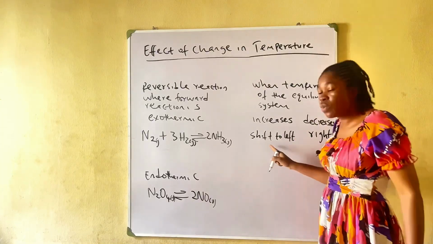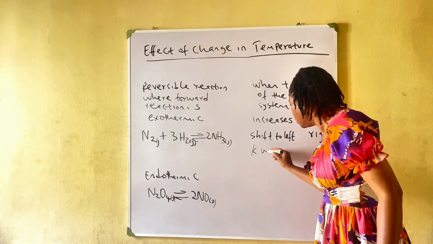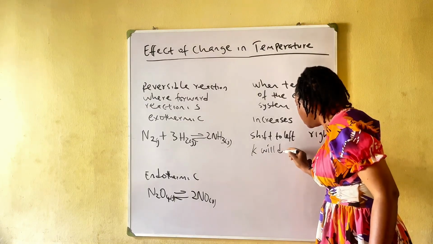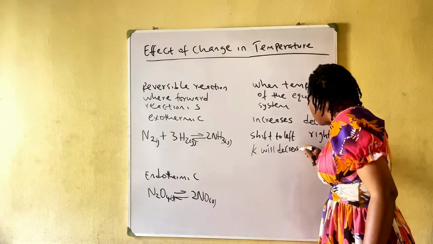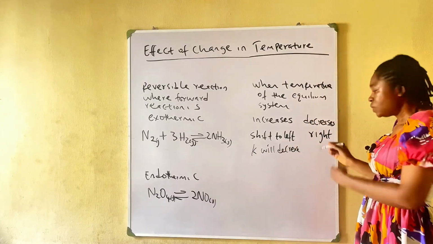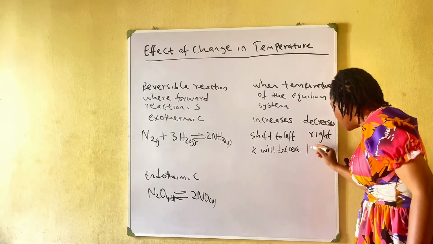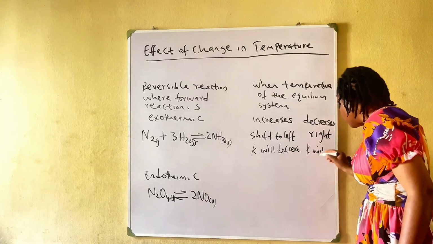So what happens to the equilibrium constant? When the temperature is increased, K will decrease. Anything that shifts the equilibrium position to the right will always increase the value of K. So the value of K will increase.